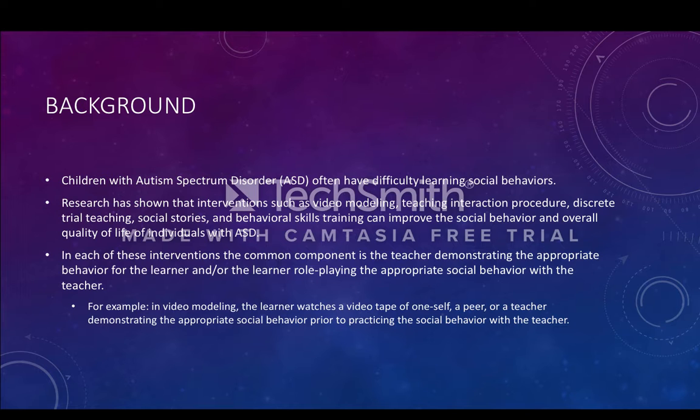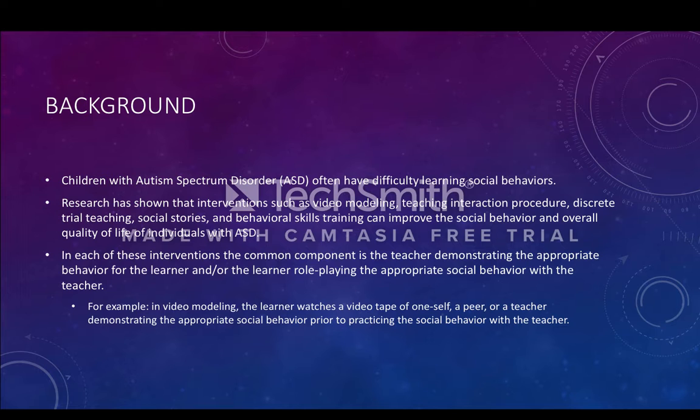Research has proven that a lot of different social skills training works to teach children with autism. Some of them include video modeling, teaching interaction procedures, discrete trial teaching, social stories, and behavioral training. All of these can help improve their social behavior and their overall quality of life. One common component in all of these is that the teacher often demonstrates the appropriate behavior for the learner and then has the child jump in and practice those things.